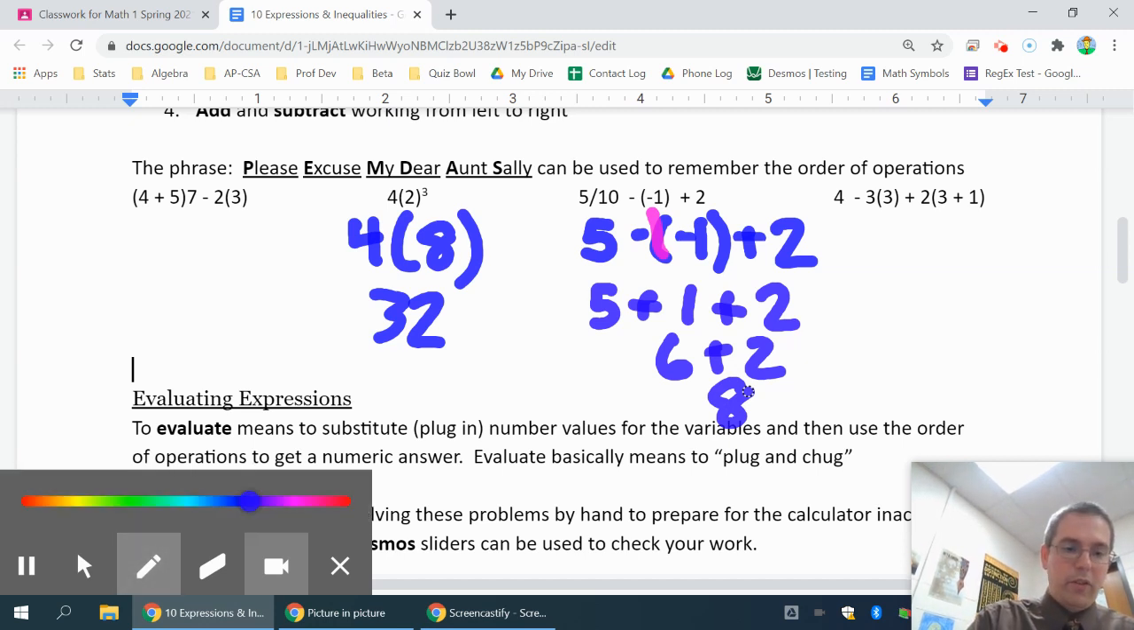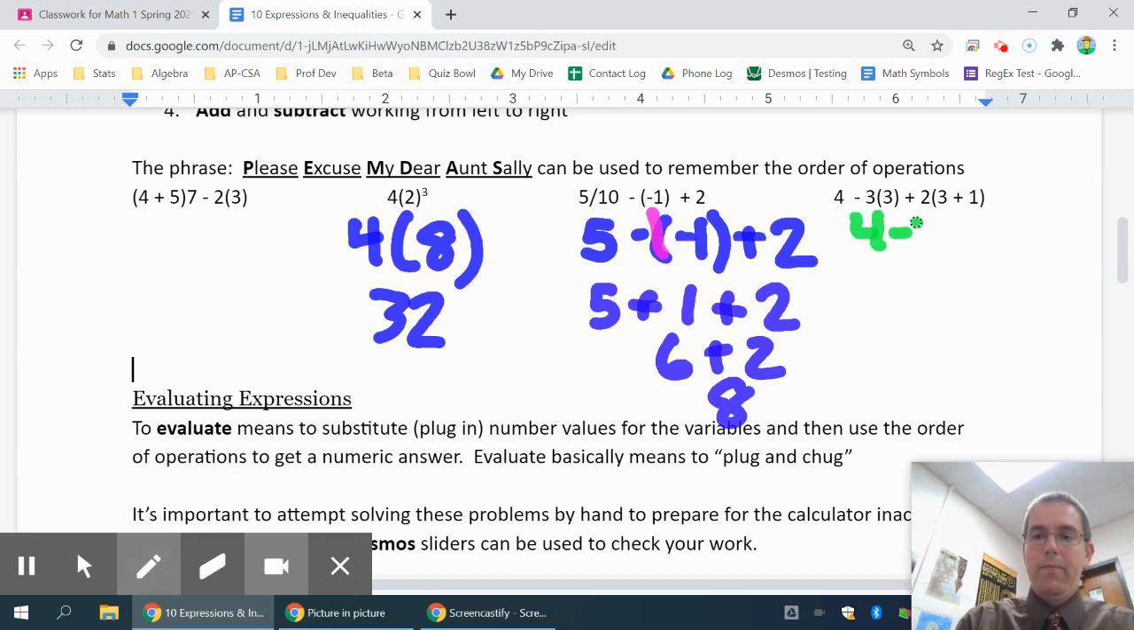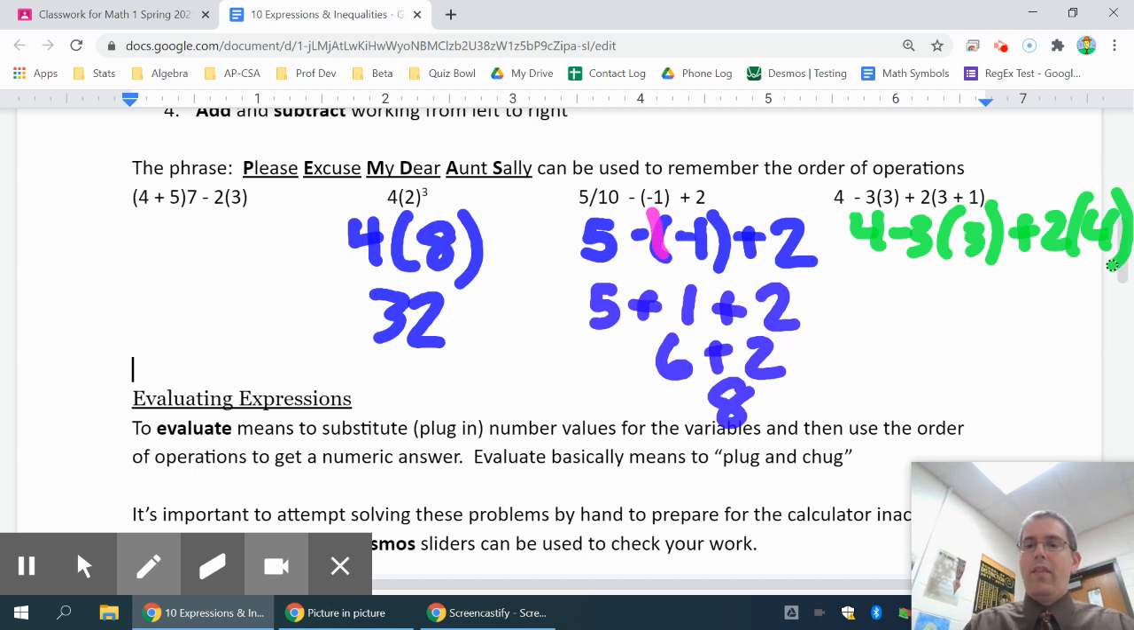We'll switch colors for this last one. Be sure it stands out. First thing is simplify what's in parentheses. There's nothing to do about that 3, but I can simplify the 3 plus 1 to a 4. And then there are no exponents. So the next step is to do multiply and divide. So nothing to do with the 4. The 3 times 3 is 9. And the 2 times 4 is 8.